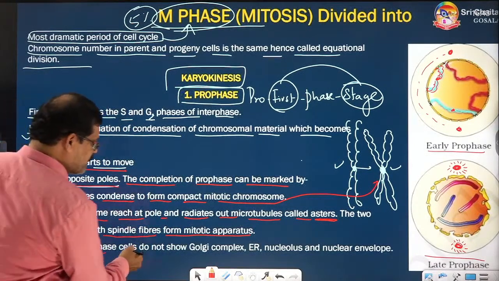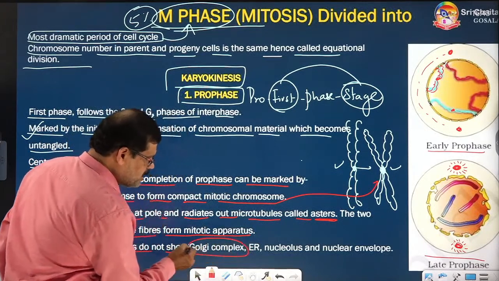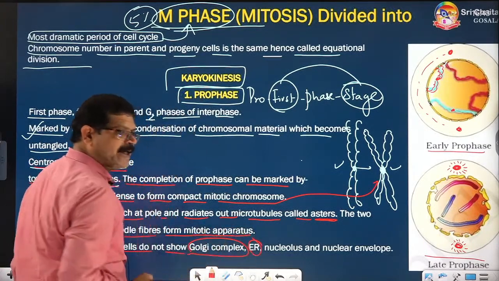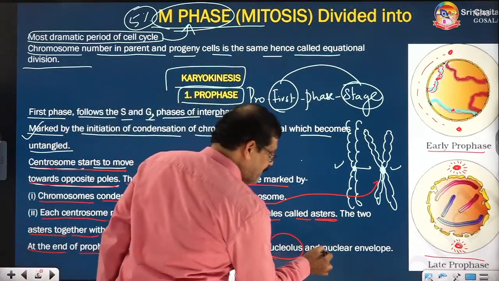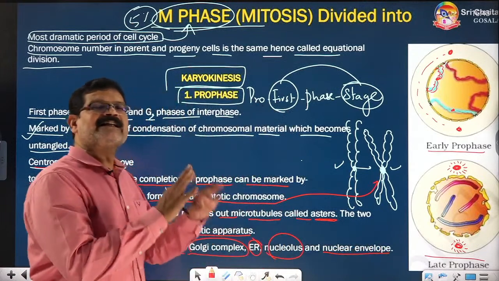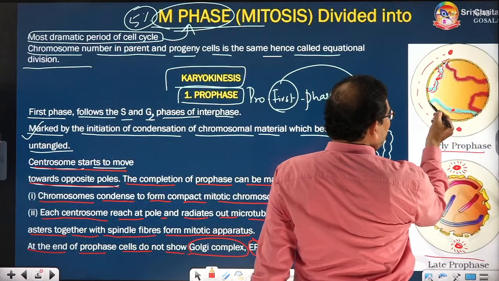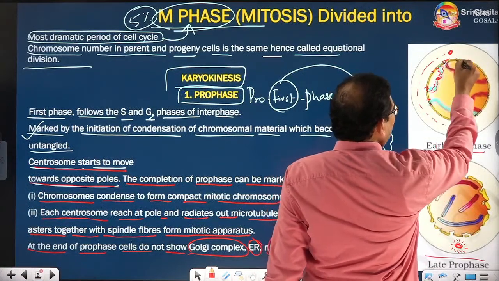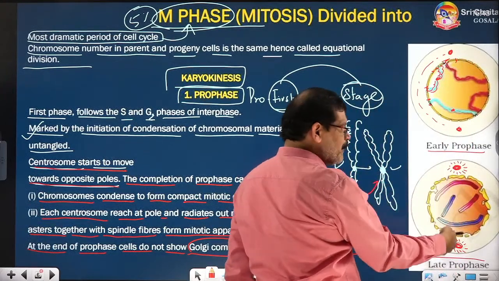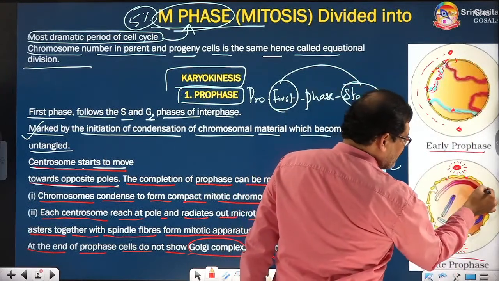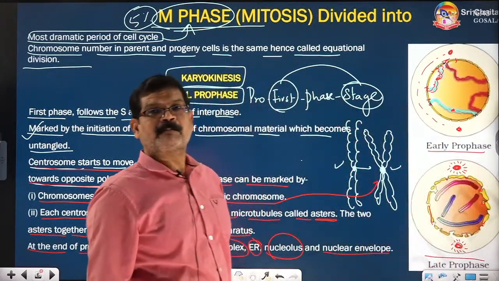At the end of the prophase, cells do not show the cell organelles. See here, what are they? Golgi complex, endoplasmic reticulum, nucleolus, and the nuclear envelope which is present also degenerates. Here the nucleus is having a nuclear membrane. You can see it is fragmented into a number of bits. This is initiated. Late prophase means at the end of the prophase, what happens? You find a clear-cut breaking of the nuclear membrane.